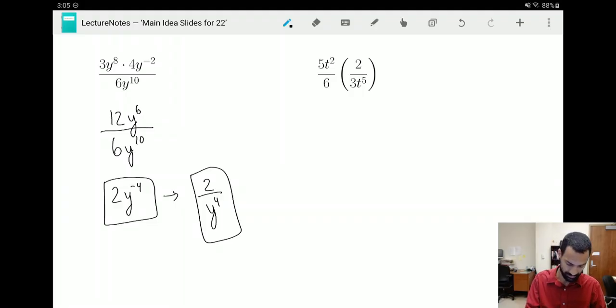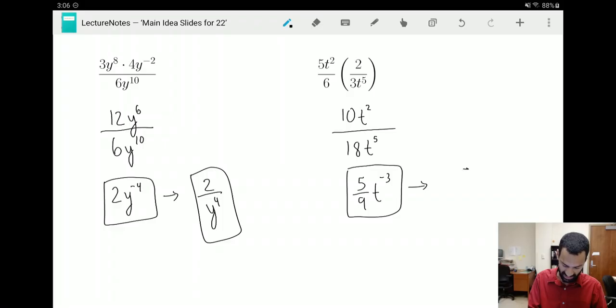Okay, well in this one, let's just multiply the tops together. 5 times 2 is 10, so it's going to be 10t squared over 6 times 3t to the 5th power. 6 times 3 is 18, t to the 5th power. Okay, let's subtract those exponents. 2 minus 5 is going to be a negative 3. So let me do 10 over 18 first. Those are both divisible by 2, so that's 5/9 t to the negative 3rd power. 2 minus 5 is negative 3.